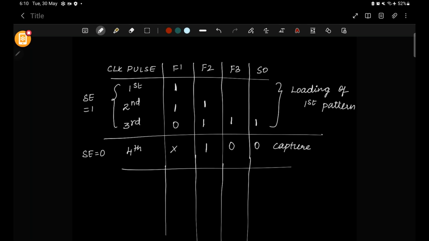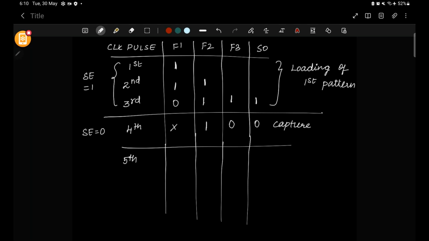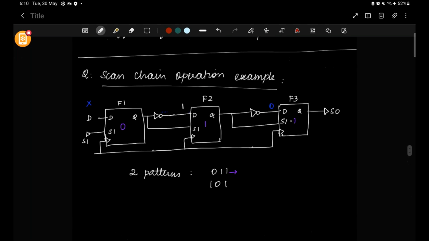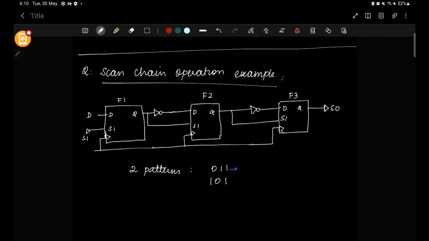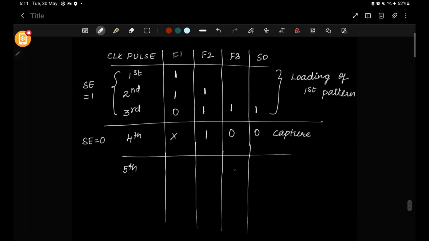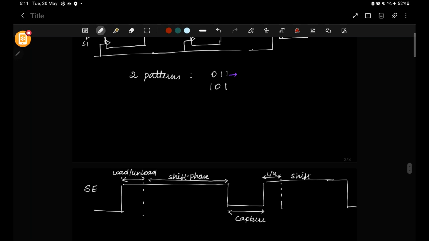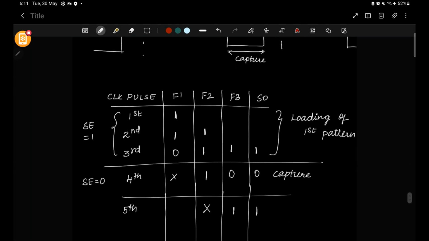And next again, you have the shift out phase. At the fifth pulse, the old pattern will be unloaded and the new pattern will start to load. Whatever value was there here will come here. Flip-flop 3's output is only connected to scan out, so scan out also will be 1. Here whatever value was there will come here, and the LSB bit of the second pattern, that is 1, will come here.